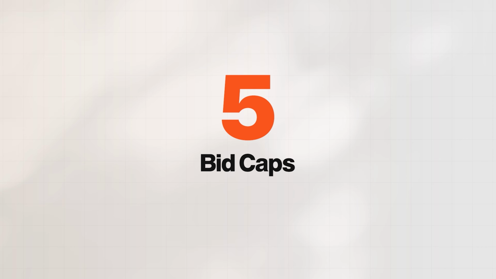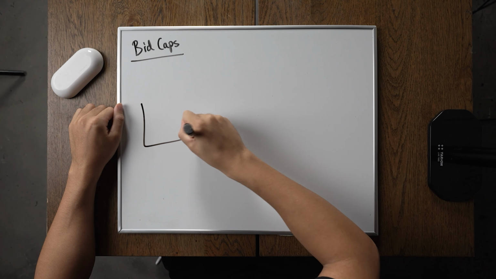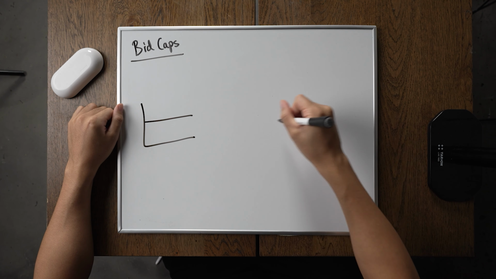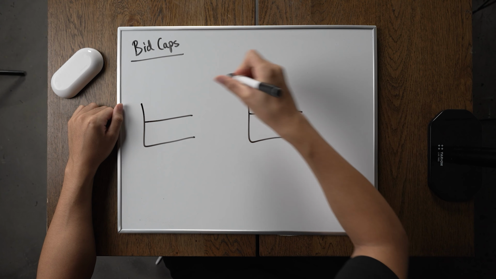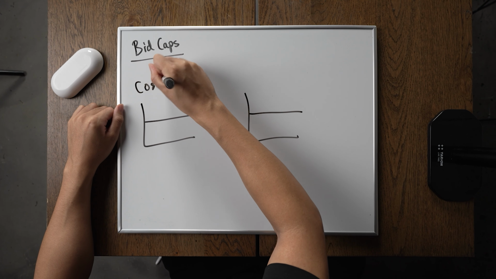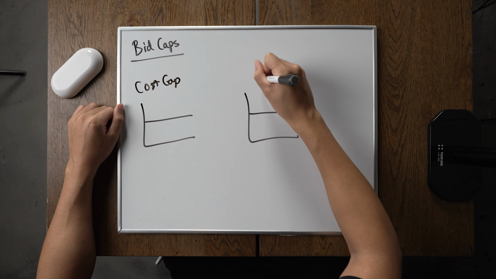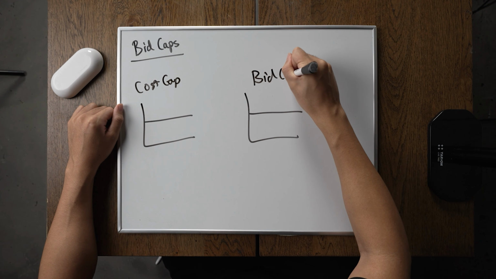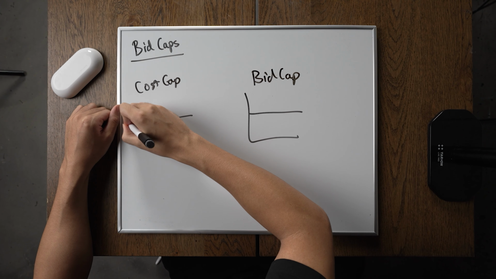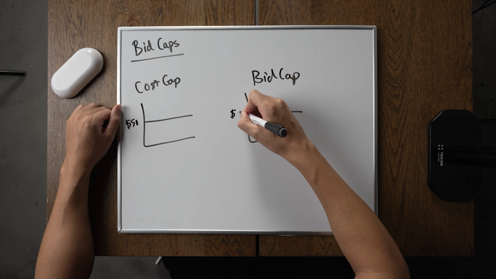Finally, we have bid caps. The biggest thing about bid caps is people don't understand the difference between a cost cap and a bid cap. So let me draw it out for you right now. Let's say you have 2 campaigns. This is a cost cap, and this is a bid cap. They're both set to $50 as the target cost per result.